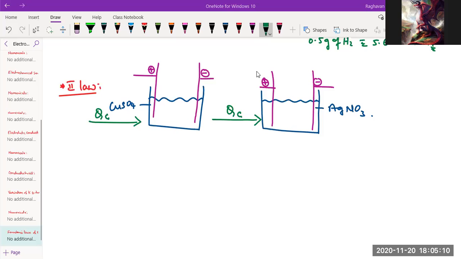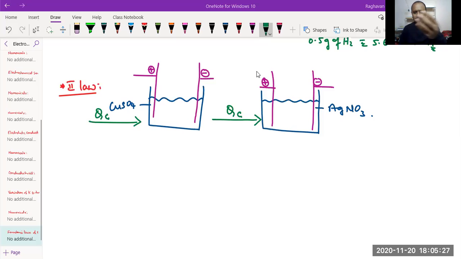Okay, tell me. Why silver, Sumed? Equivalent weight of silver is more than that of copper. That's all the answer. That's all the second law also. Now, whenever equivalent mass is more, metal displaced is more.